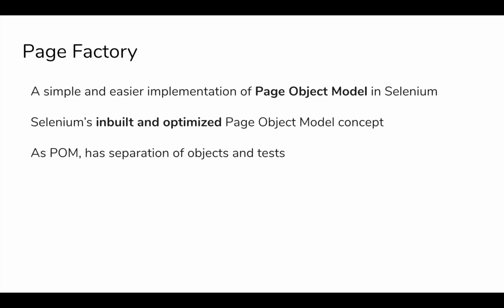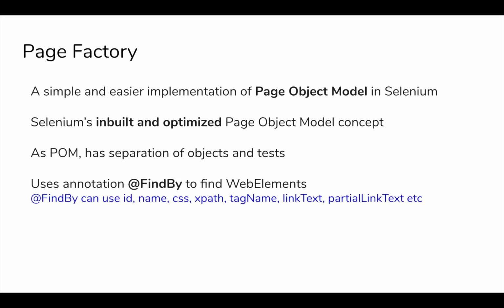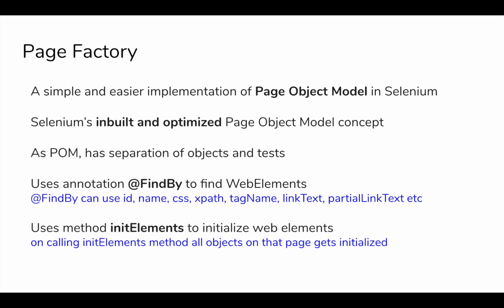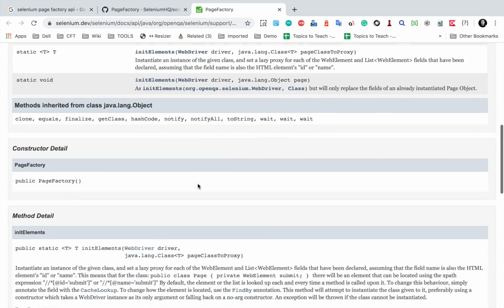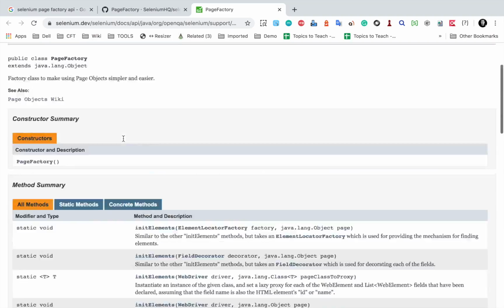As in page object model, it also works on the same principles, that it separates the objects and the test scripts. And here we use an annotation @FindBy, which can be used to target or locate elements, and you can use any of the methods like id, name, css, linkText, partialLinkText, tagName, anything to find the elements. And then we also use a method called initElements, which will initialize all the elements on the web page. If you again see the documentation, you will find this method here. So here we have initElements. I will again show you practically in a moment.